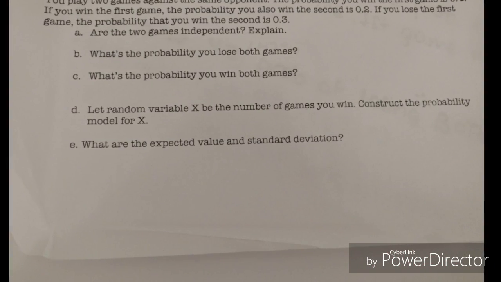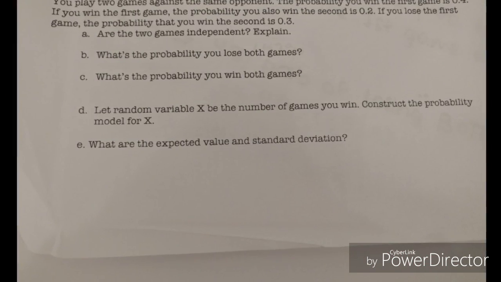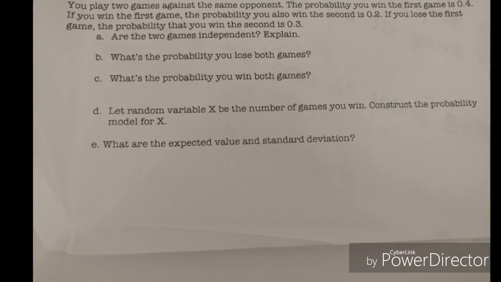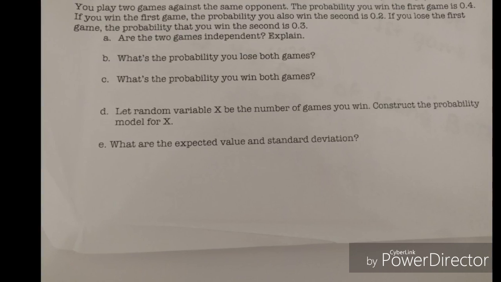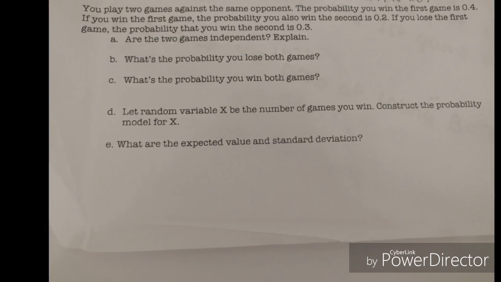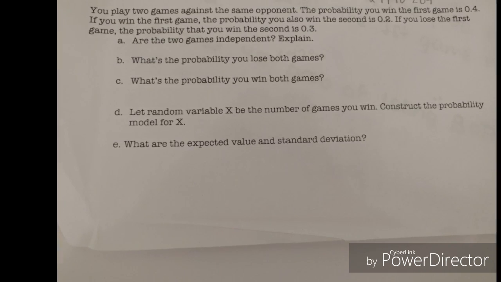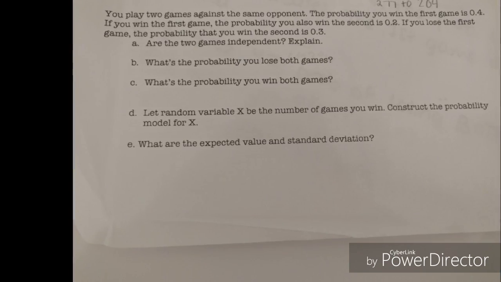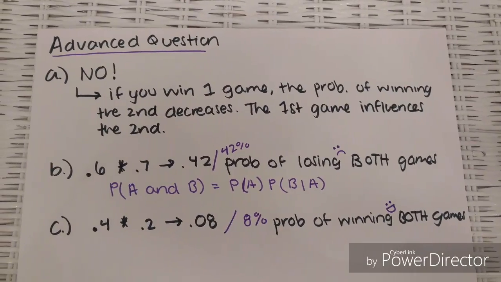Looking at the advanced question, it says you play 2 games against the same opponent, and the probability you win the first game is 0.4. If you win the first game, the probability you also win the second is 0.2. And if you lose the first game, the probability you win the second is 0.3. Part A of the advanced question.